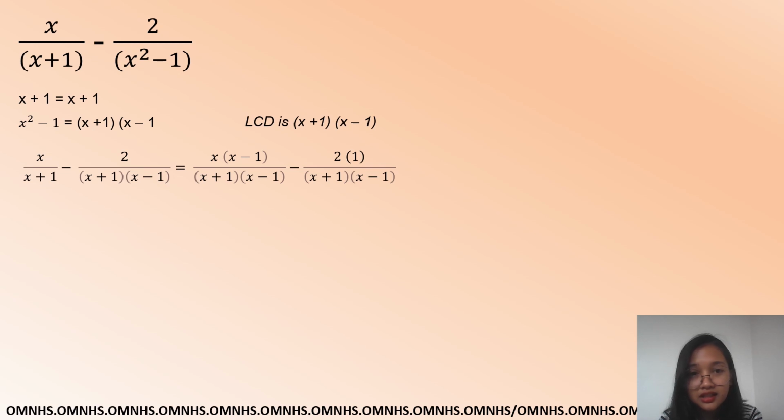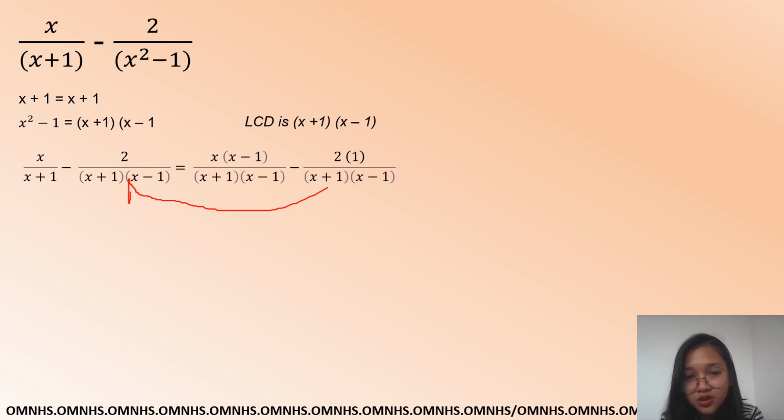So, i-divide natin yung LCD to the denominator of each expression. So, x plus 1 times x minus 1, this one, divided by x plus 1, the answer is x minus 1, right? Because we can now cancel this one if nag-divide tayo, and ang matitira is yung x minus 1. And then we have to multiply it to the numerator x. And then for the second expression, x plus 1 times x minus 1, i-divide ulit natin dun sa denominator ng second expression, and that is 1.